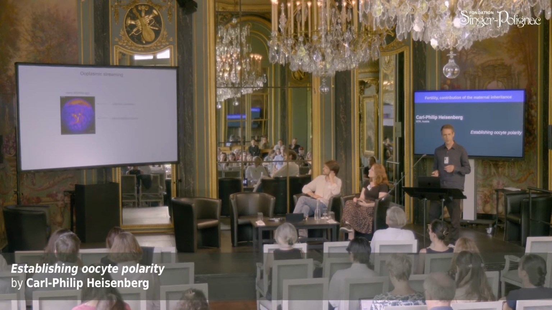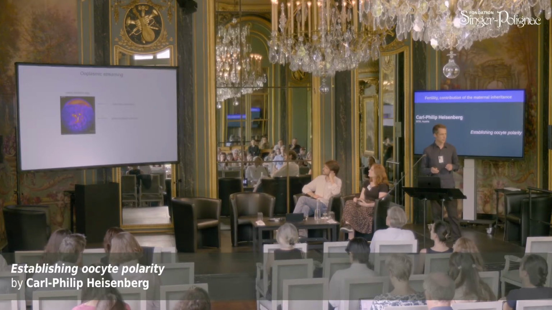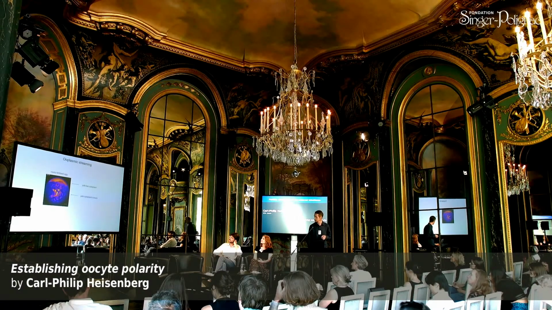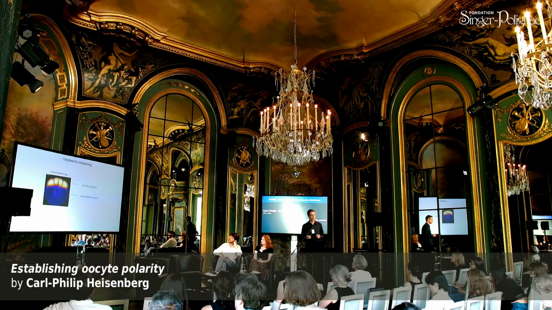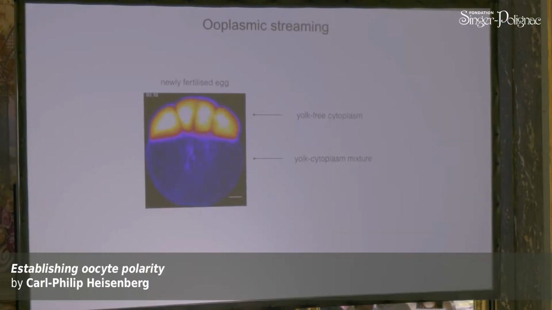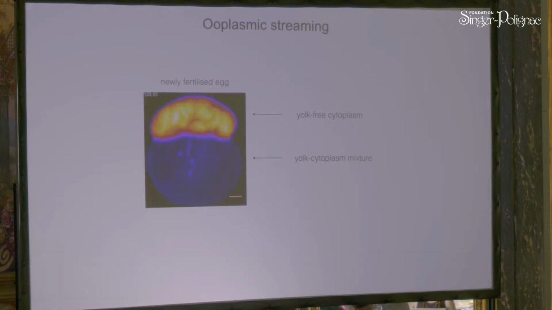And what is happening then, and this is a process which has been described for many years already in zebrafish, is called ooplasmic streaming. What you see is that the ooplasm streams up and accumulates at the animal pole where the first cleavages are happening, and the yolk granules accumulate at the vegetal pole. So you get a segregation of two phases. One is yolk granules and the other one is ooplasm. And this process is somehow accompanied to the onset of cleavages and embryonic development.